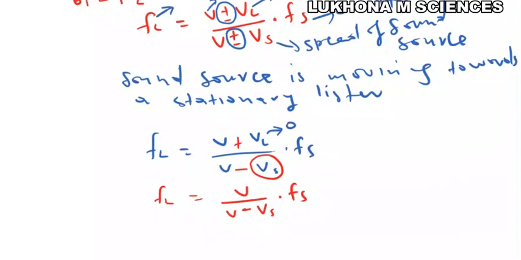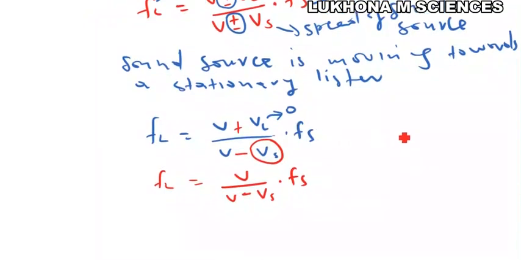Now, if the sound source is moving away, the listener is happy, which means we are going to write positive here. If the sound source is moving towards, the listener is not happy. Okay? But if it's the listener that is moving towards, we put positive with listener. Okay? So let's substitute.